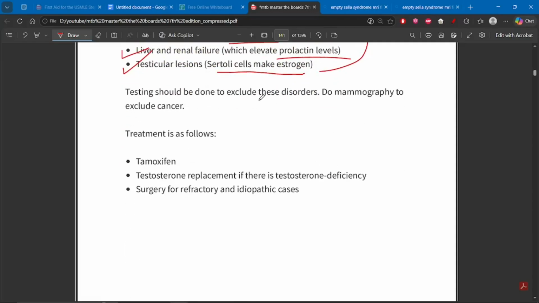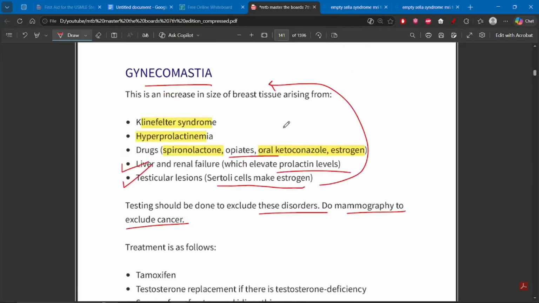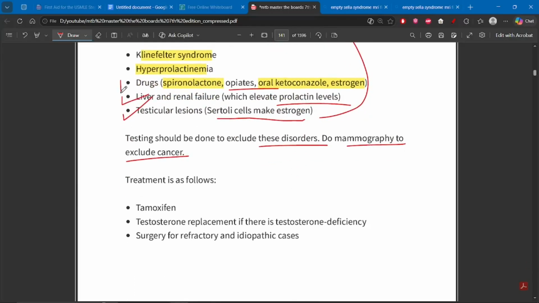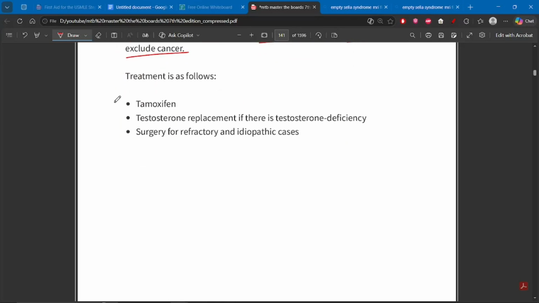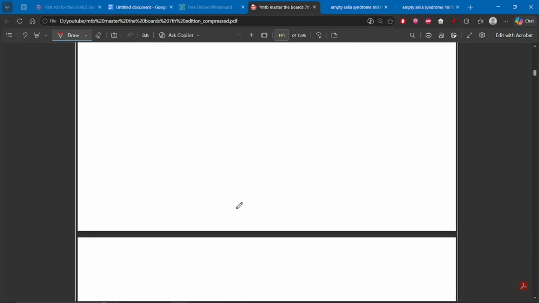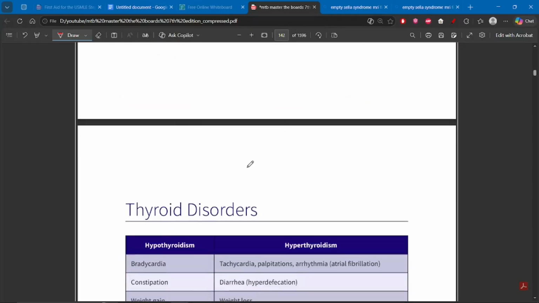Testing should be done to exclude these disorders. Do mammography to exclude cancer because gynecomastia can present with an increased risk of breast cancer. And do remember these drugs as well, guys. It's quite important. The treatment would be as follows. First line would be tamoxifen, and then you would give testosterone replacement if there is testosterone deficiency. So if they don't mention testosterone deficiency, you can go for tamoxifen. But if they do mention it, then you have to replace testosterone, and carry out surgery if there is a refractory case. And we are done with the pituitary disorders.